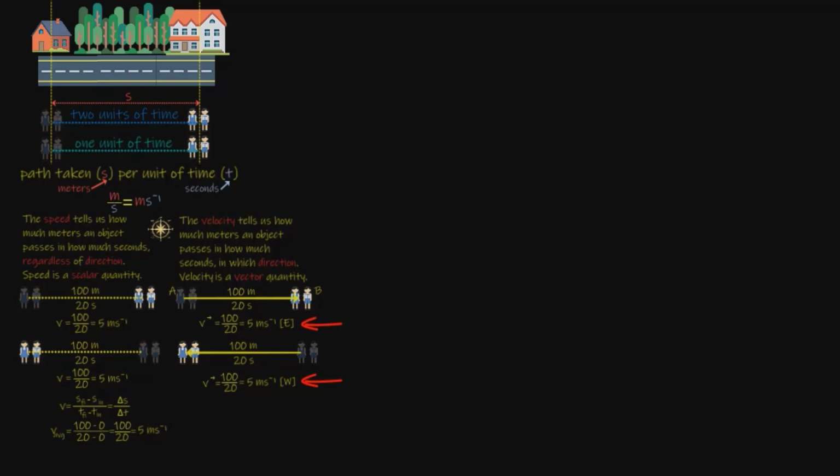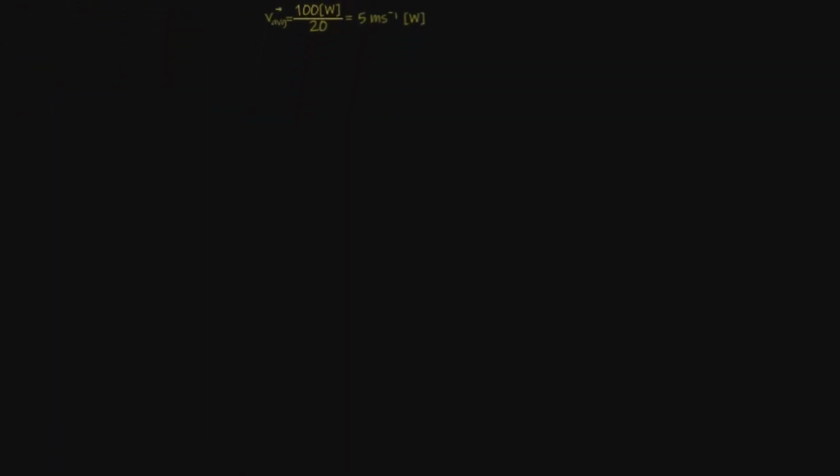These are not the same. We are interested in the beginning and the ending of the motion, not in between. So, these values are called average values.